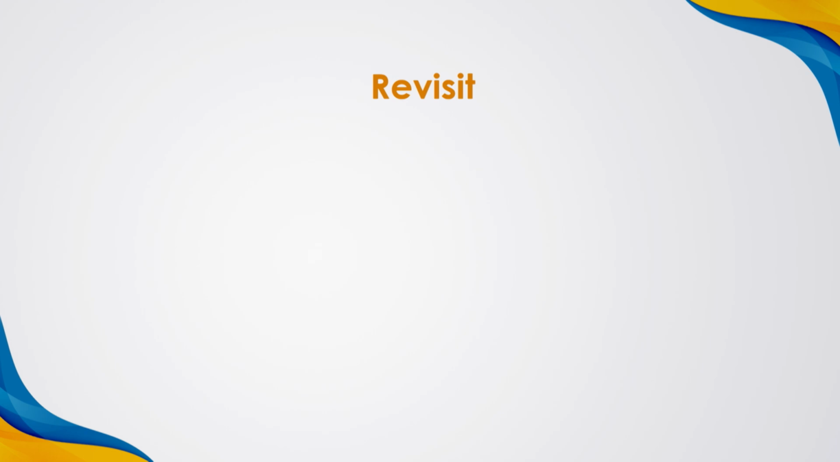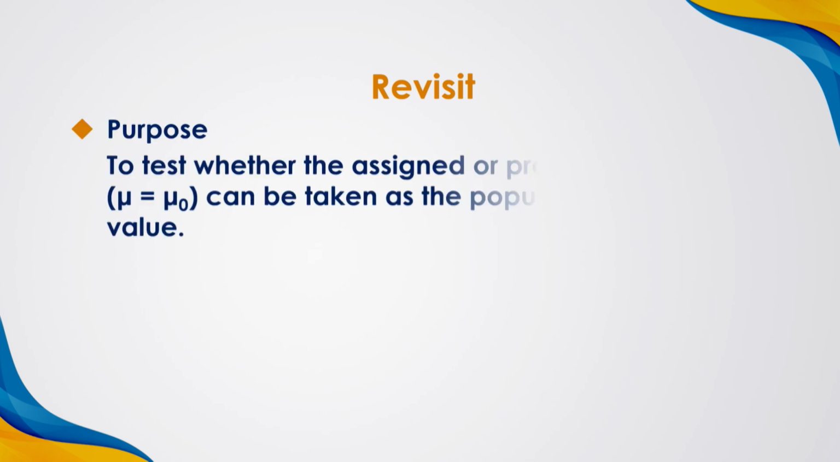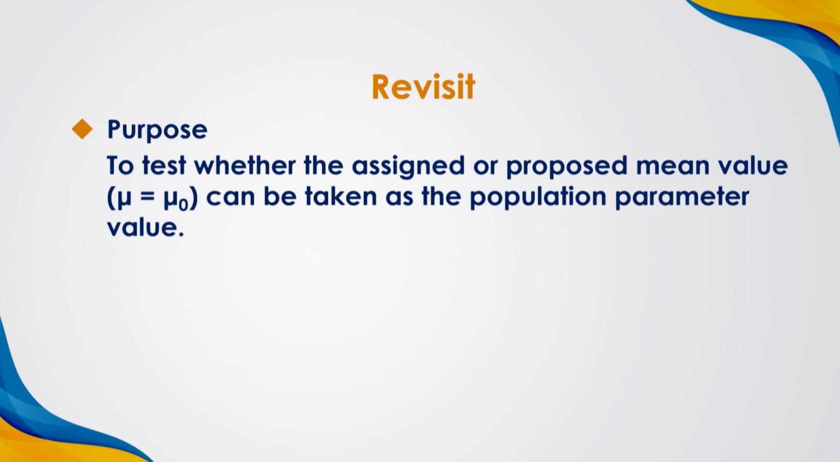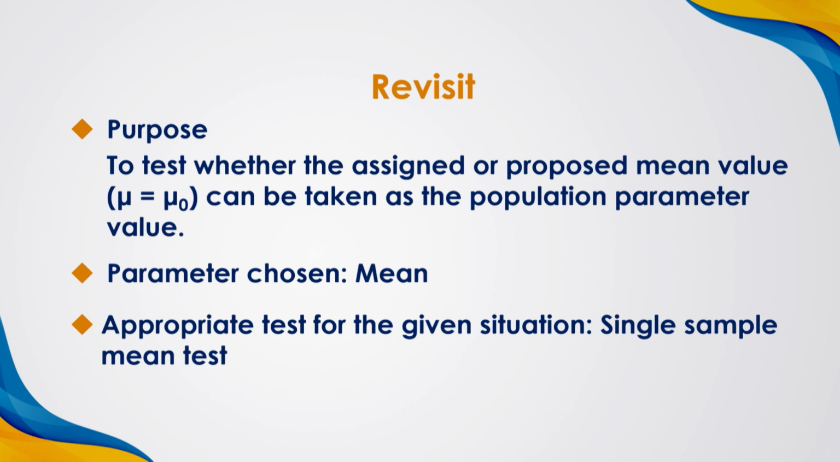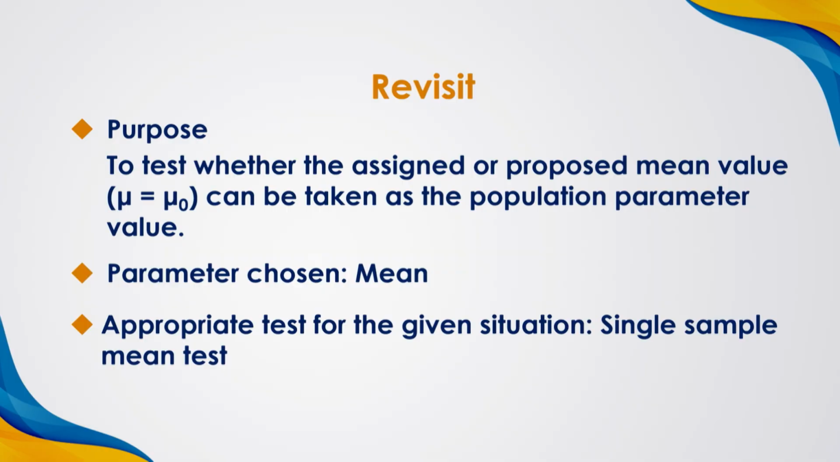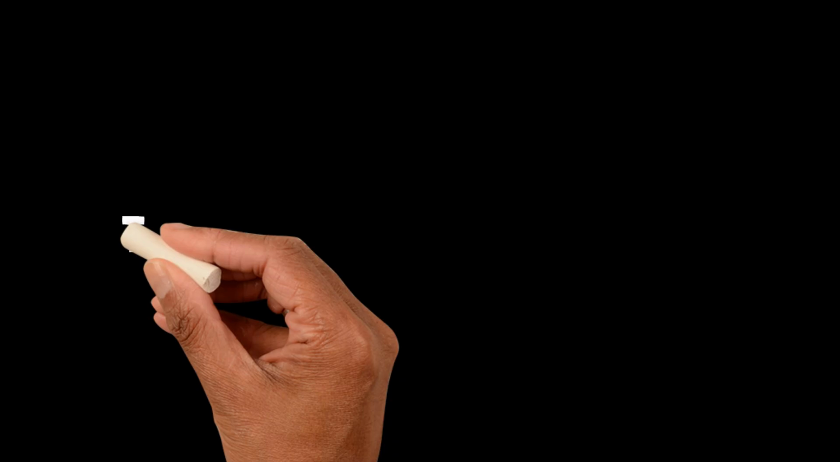Revisit. First, you have to look at the purpose. For example, to test whether the assigned or proposed mean value can be taken as the population parameter. This is the purpose, and for that I have to choose the parameter mean. The appropriate test for this situation is the single sample mean test, because we take only one sample and for testing purposes we are using the mean, and therefore it is the single sample mean test.